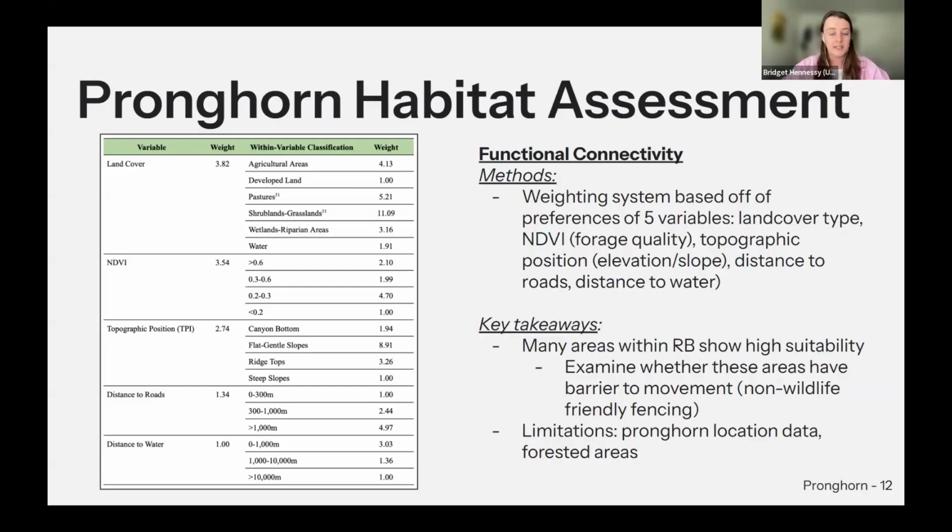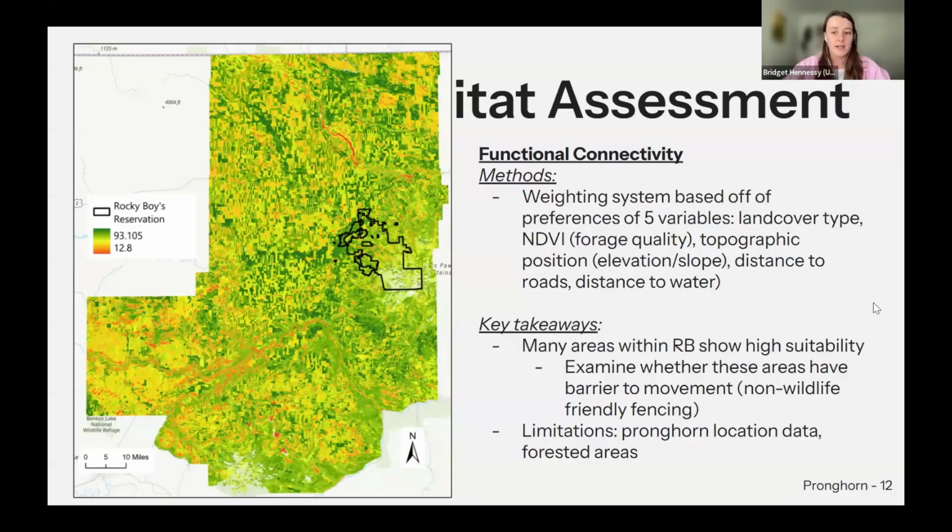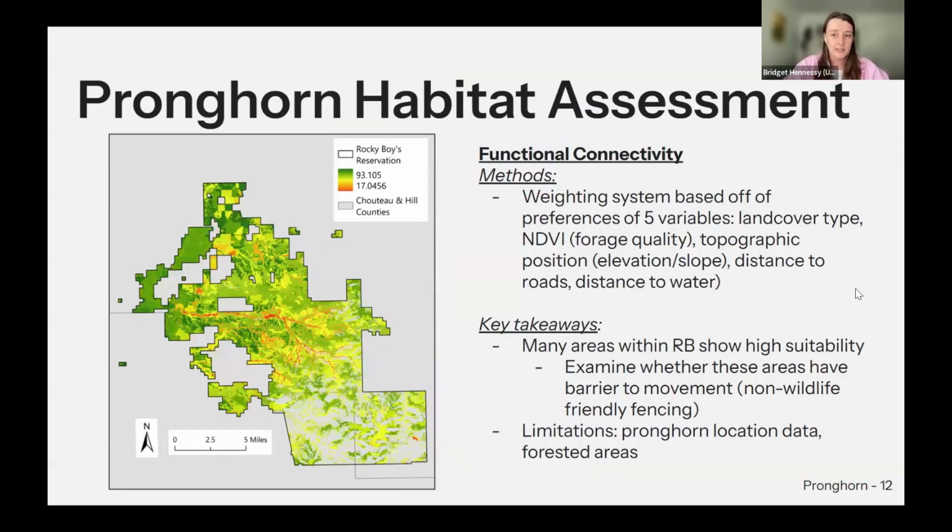And then each pixel of the map is assessed according to these variables, and the weights are multiplied together, and we get this habitat suitability map, which is the next figure. So the highest value areas from the weighting system are the most suitable, and those are the dark green areas on this map. And then when we zoom in to just Rocky Boy's Reservation and their suitability, we see many areas that show high suitability there, which is the darkest green. Though these areas are kind of concentrated near the borders of the reservation.